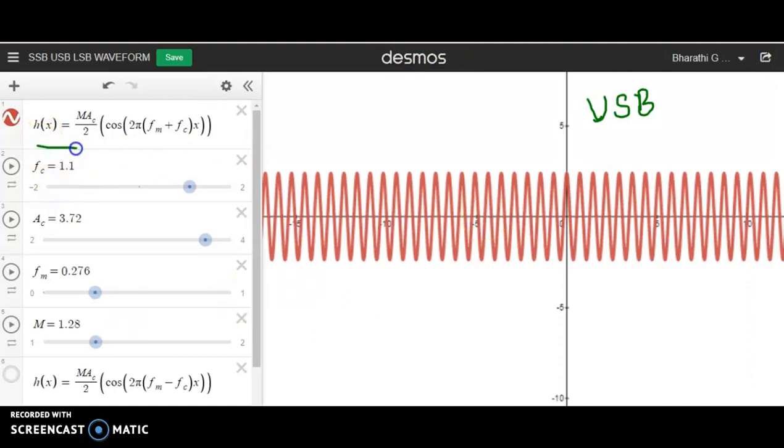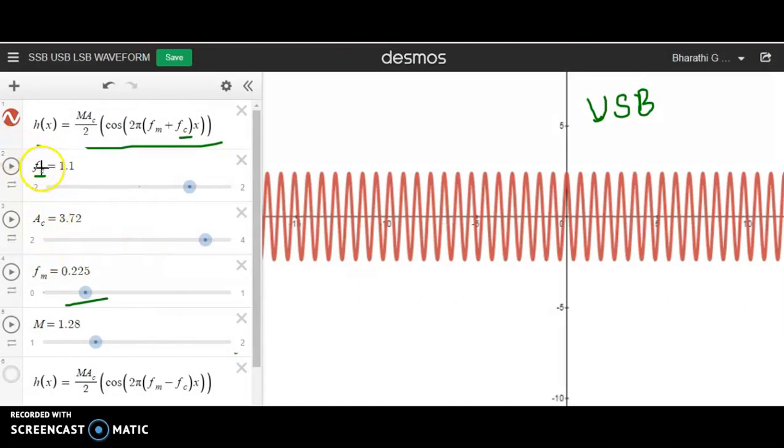This is the general equation of USB. For this, I have taken Fc, Fm, Ac meaning amplitude, and m meaning modulation index. I have taken some ranges: for Fc -2 to 2, for Fm 0 to 1. Approximately I took these ranges. For Ac it is 2 to 4 and for the modulation index 1 to 2.